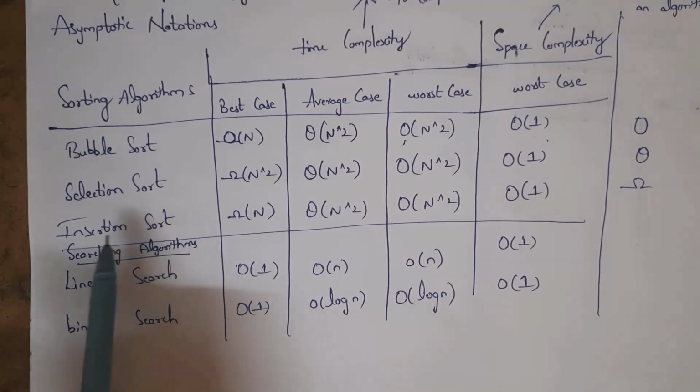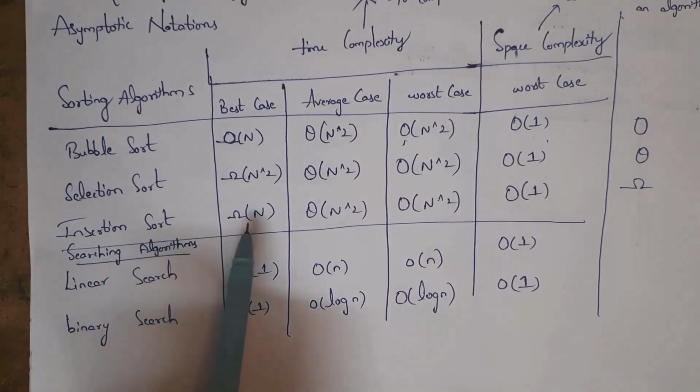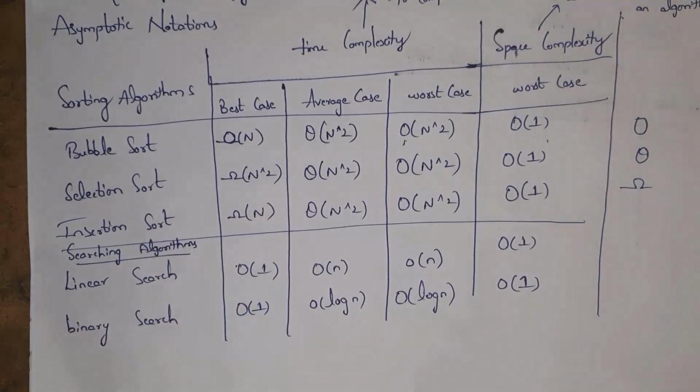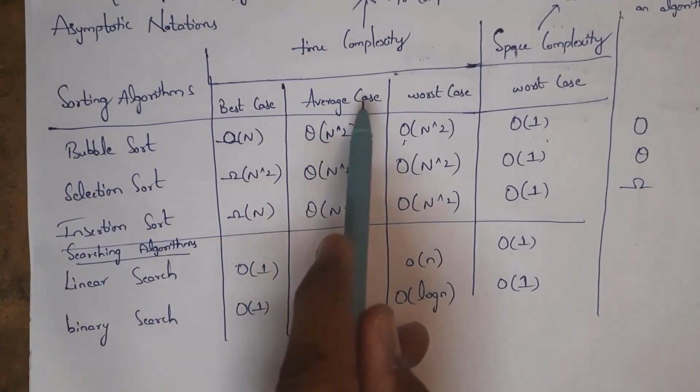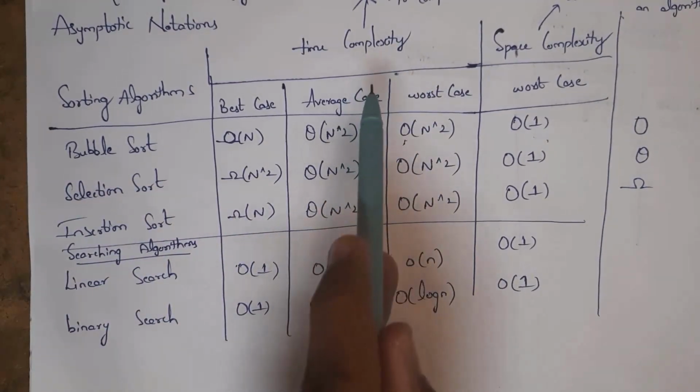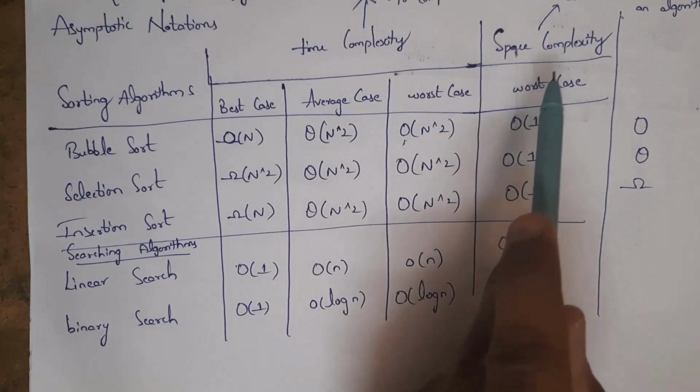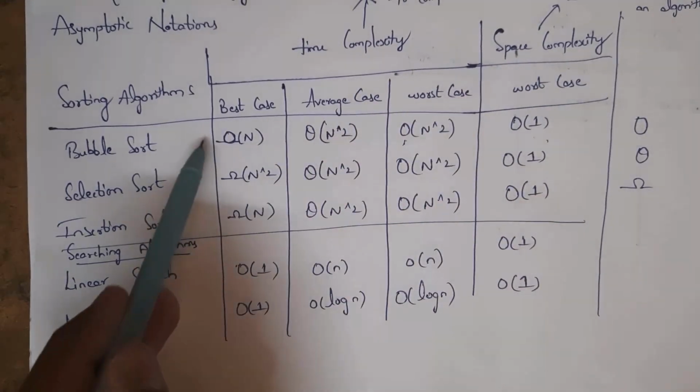and similarly best case time complexity of insertion sort is omega of n. Guys, this table is very easy to remember. For all these three sorting algorithms, average case time complexity, worst case time complexity and worst case space complexity are the same. Just you need to remember these three.